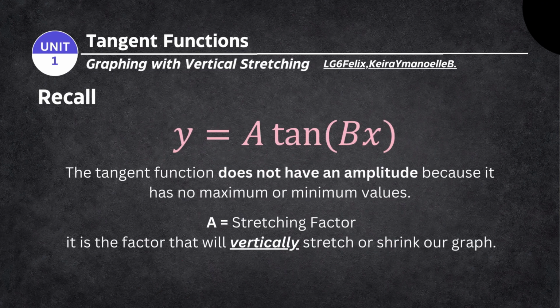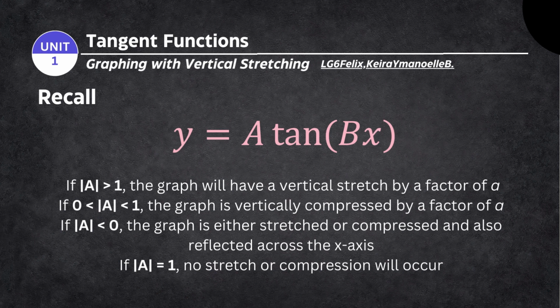Because there are no maximum or minimum values of a tangent function, the term amplitude cannot be interpreted as it is for the sine and cosine functions. Instead, we will use the phrase stretching or compressing factor when we are referring to the constant a. As the name implies, the stretching or compressing factor, or a, is the factor that will vertically stretch or shrink our graph.